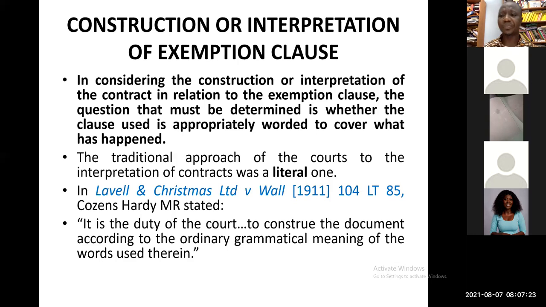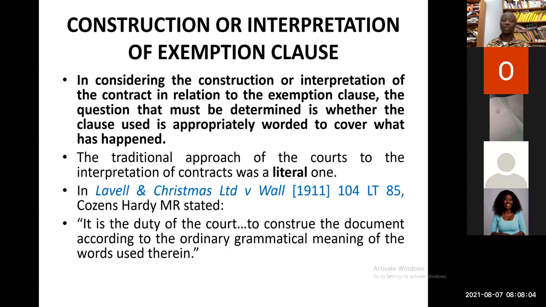And we have seen that it may be incorporated in one of three ways, either by signature of the parties, or by reasonable notice, or by course of dealing. Now, we want to talk about the second requirement: where an exemption clause or exclusion clause has been incorporated and a breach has occurred, the wording must actually fit the breach before it can provide protection to whoever was in breach.